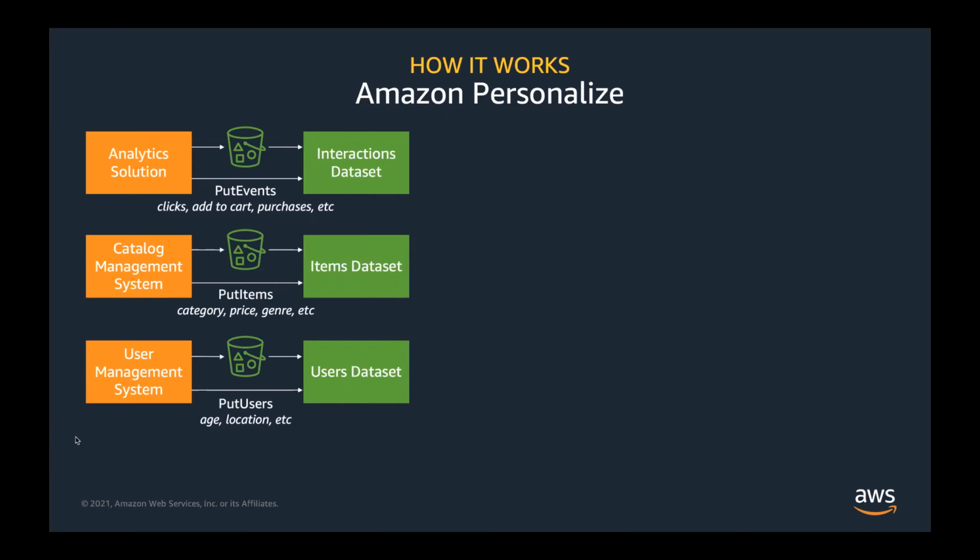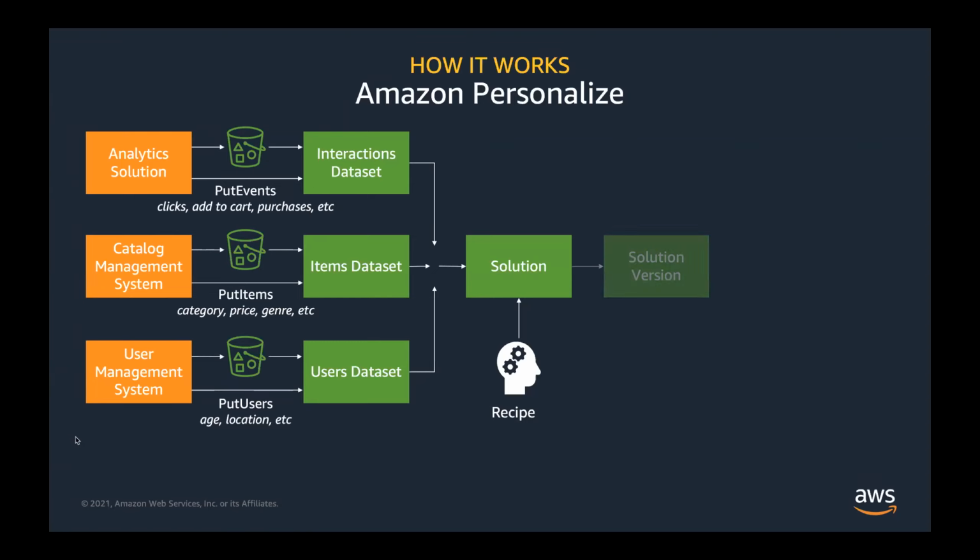Once your data is in the service, you create what's called a solution, and that combines a recipe, or an algorithm in Personalize, with your data sets and some recipe configuration. So you can control some of the hyperparameters that are part of these different algorithms. And creating an actual recommender or model in Personalize involves creating a solution version. So this is where the actual model training process takes place. And then over time, as you retrain, you'll generate more solution versions based on that solution.